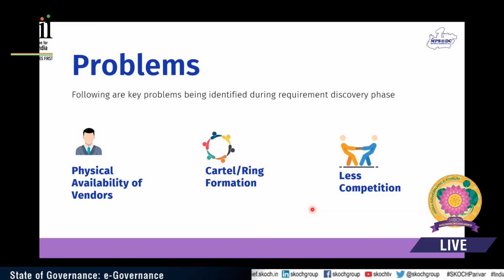Third is less competition. During physical auctions, what we noticed during the discussion is that the frequency of bids for a single lot was not seen so much. Noticing all these problems, we started developing our solution. Also, we considered the previous experience with the other systems the department has used, or the systems which other states are using. We looked at all those systems and started developing our system.